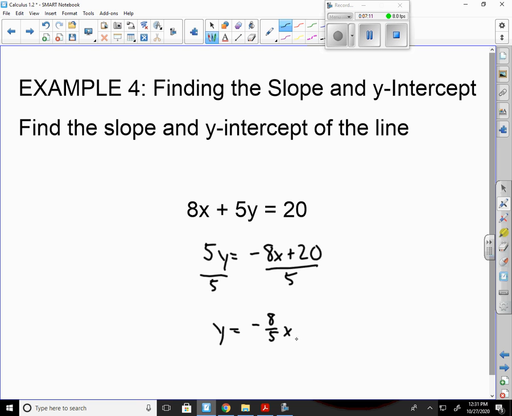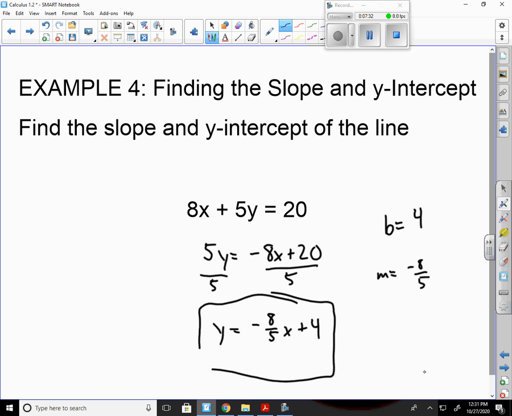Do not turn that into a decimal. Plus 20 divided by 5. 20 divided by 5 is 4. There's my equation in slope-intercept form. B, or my y-intercept, is 4. And m is my slope, and that's negative 8 over 5. And that's all we were looking for.